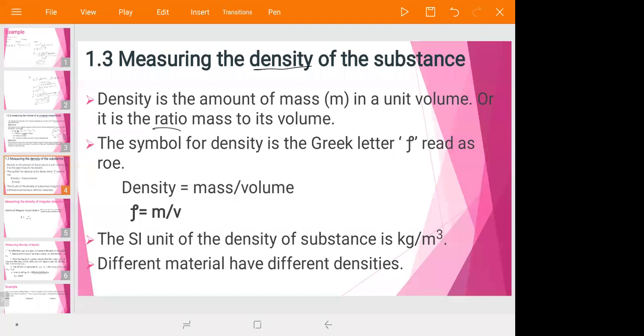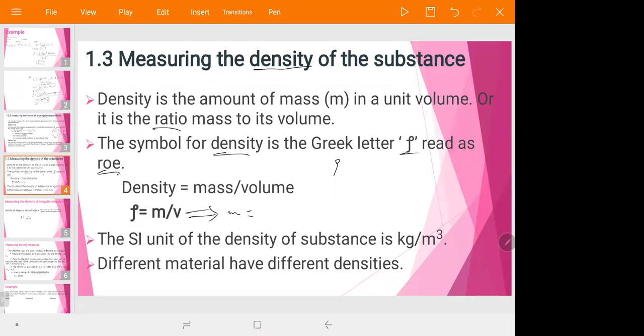The symbol for density is the Greek letter we call rho. You can write it like this, rho. It is not P. Read it as rho, a Greek letter like beta, alpha, gamma, etc. Density is symbolized by the Greek letter rho. So density is equal to mass divided by volume.